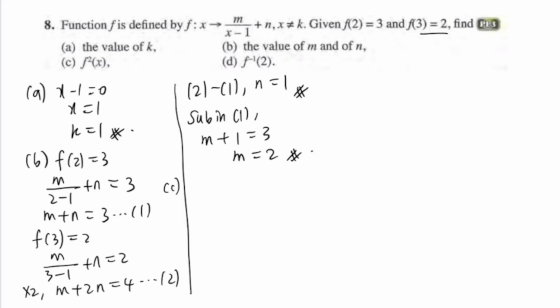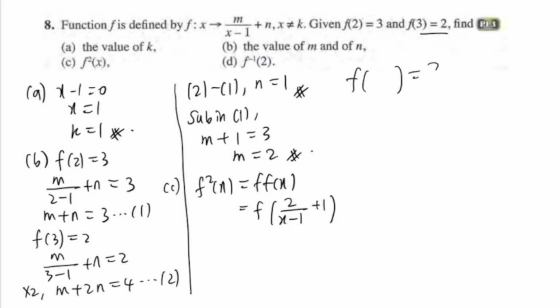Okay, next one, part C, f squared of x. What is f squared of x? It simply means f of f of x, what we call an iterated function or repeated function. A function repeats itself, so you put fx inside fx. Okay, we know our fx now. In this case, m is 2 over x minus 1 plus n. My n is 1. So I'm putting this inside fx once again. Okay, so here's the thing. You need to remember fx is 2 over x minus 1 plus 1.